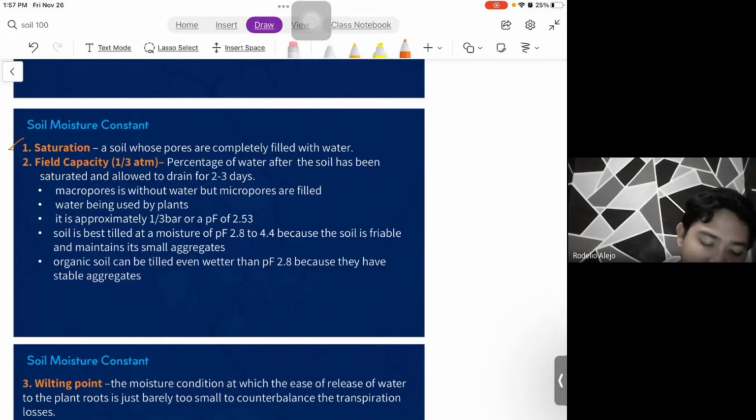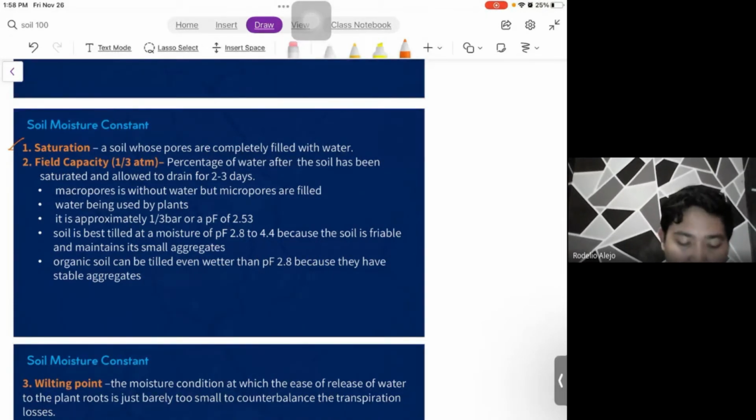So what is field capacity? This is the percentage of water after the soil has been saturated and allowed to drain for 2 to 3 days. For example, we irrigated the soil. After irrigation, we let the soil sit for 2 to 3 days. What happens is that the water goes down and down and drains out. When it has drained out after 2 to 3 days, that is what we call field capacity. It means the large spaces no longer have water. The water has been removed and replaced by air. So the macropores are without water but the micropores are filled.